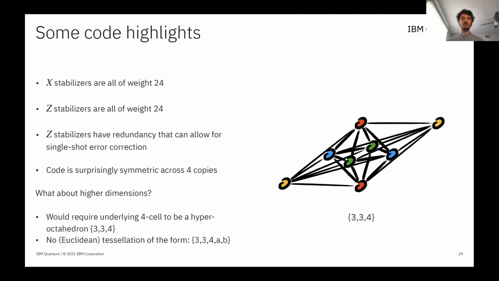And you might ask, well, what about higher dimensions? The natural generalization is that we would like the underlying 4 cells to be these hyperoctahedra, which are given by the Schläfli symbol 334. So we would look for a tessellation of the following form that has this Schläfli symbol with degrees of freedom for integers A and B here. But in Euclidean space, there is no such tessellation. There's actually only one in hyperbolic space that would satisfy this criteria.